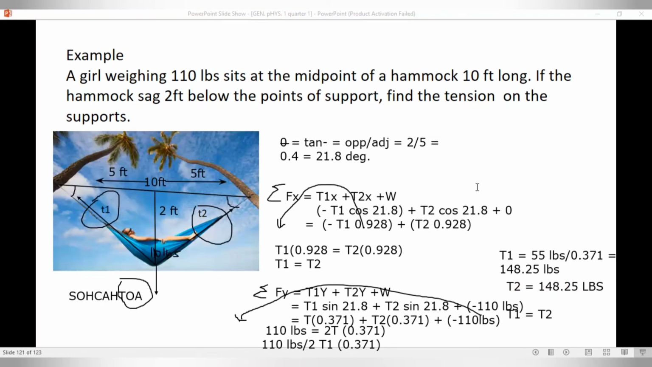So this is what you call as translational equilibrium. So translational equilibrium is the state of an object of which no net force acts on it, which means that the object is at rest or even moving at a constant speed in a straight line. And this is a translational equilibrium in which there is zero net force and zero acceleration.